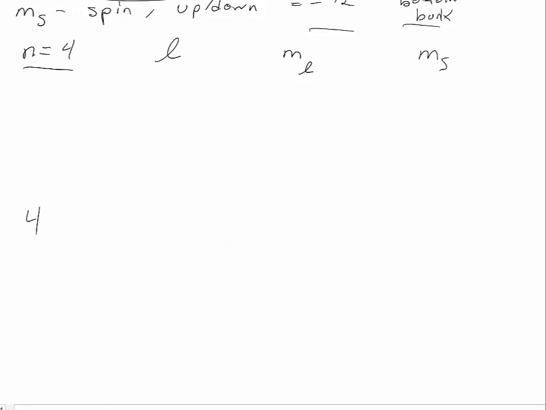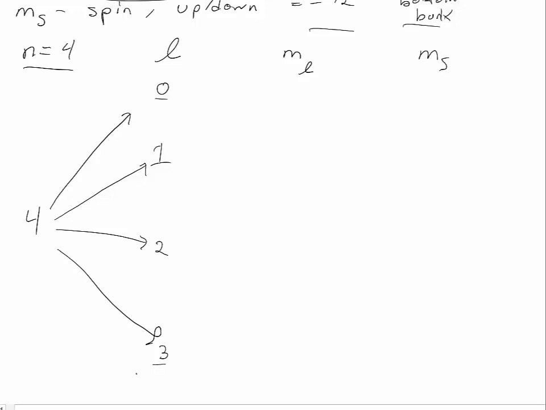And so for an n of 4, you can have an l of 0. You can have an l of 1. You can have an l of 2. And you can have an l of 3. So all of these l's range from 0 up to n minus 1. So these are the allowed values for the azimuthal quantum numbers.